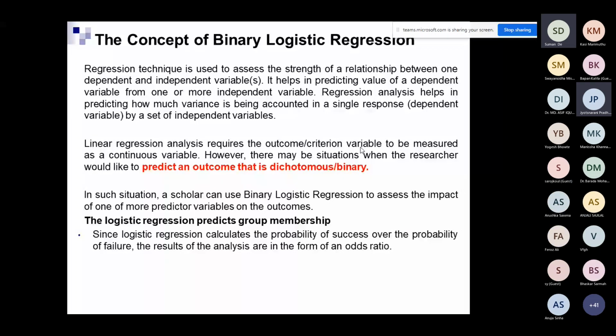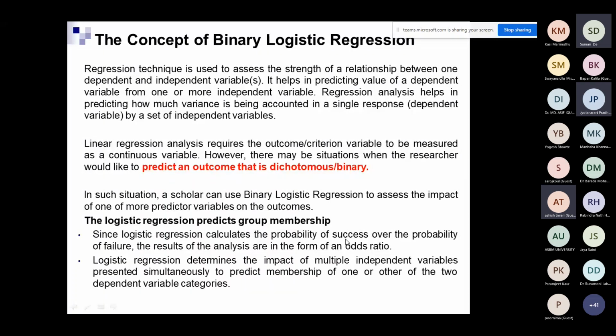The results of analysis are in the form of an odds ratio. Logistic regression determines the impact of multiple independent variables presented simultaneously to predict the membership of one or other of the two dependent variable categories. I'll give you one or two simple examples.